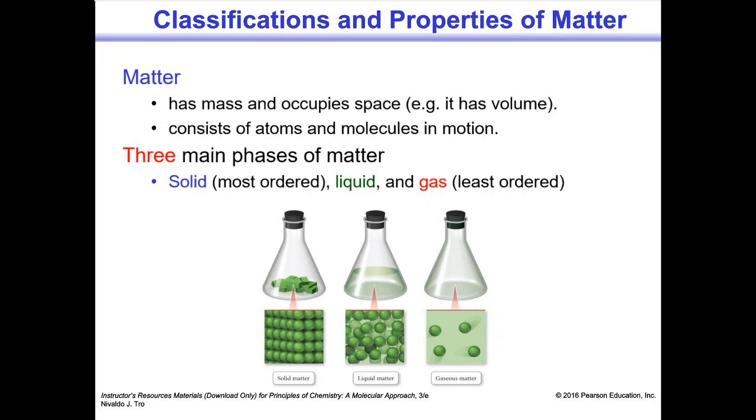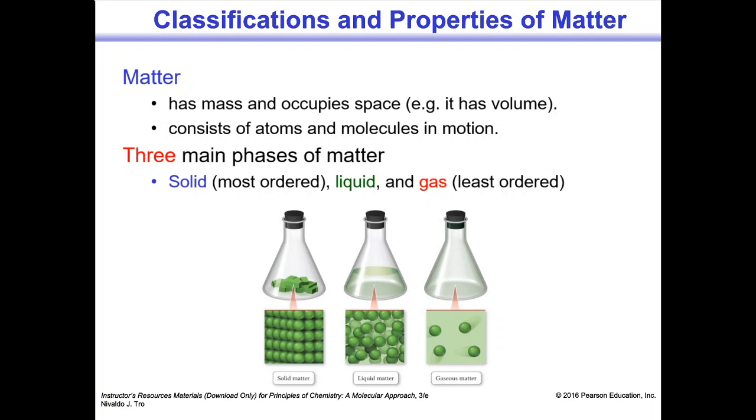Okay, so we have solid, we have a liquid, and we have gas. Okay, so in our definitions, or really the true definitions here, we're going to say that solid is the most ordered type of matter, where on the other hand, gas is the least ordered, and liquid is going to be right in the middle.